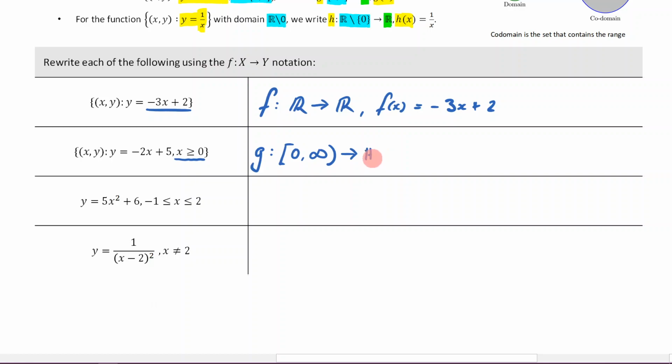I've got my codomain, which remember is just always all real numbers. Then I'm going to go g of x, because remember I used g at the start, and then I'm going to write down what the rule is. So negative 2x plus 5.